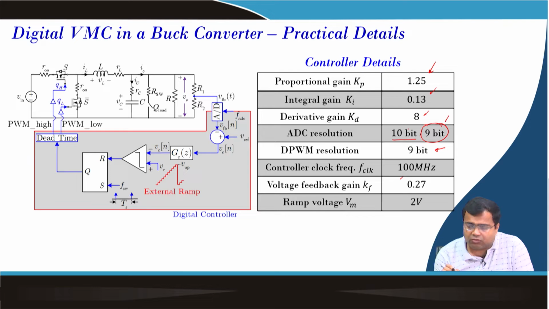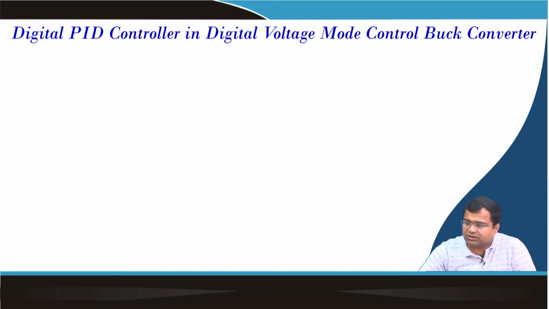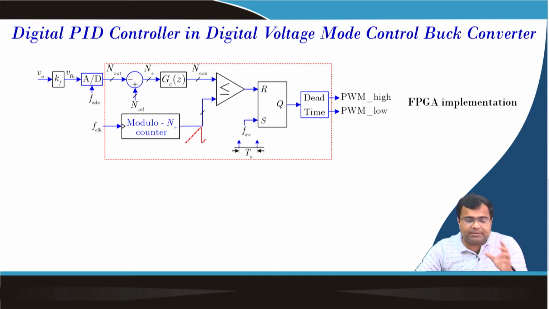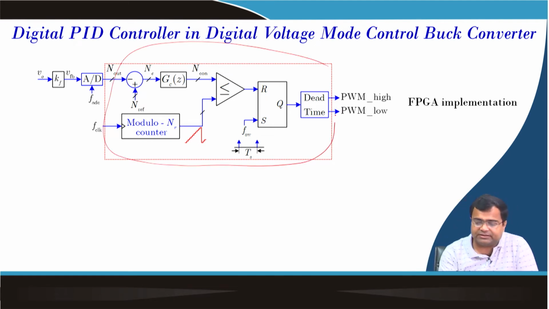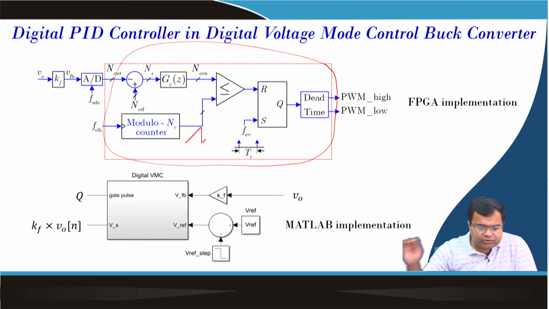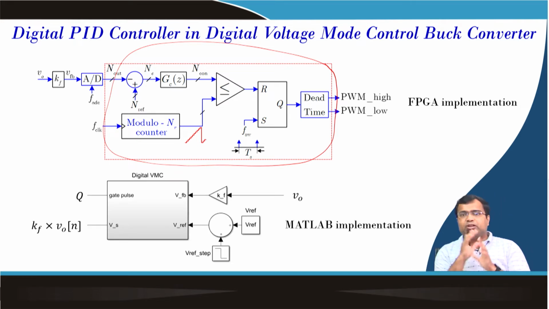We are using a controller clock of 100 megahertz, a voltage gain of 0.27 and the ramp voltage of 2 volt. Now, this is the block that we want to implement inside the FPGA. This will be sitting there. So, how does this block fit with our Simulink model?